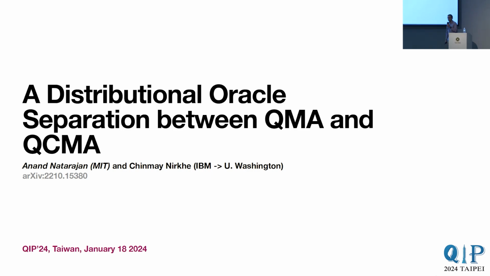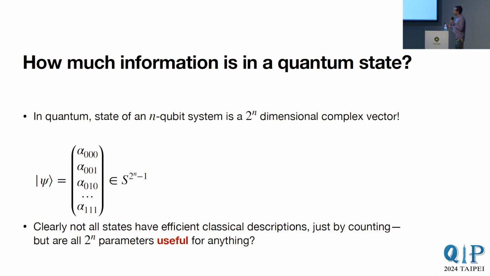Yes, this is joint work with Chinmay Nirke, who is currently at IBM and moving to the University of Washington in the fall. So, let me just start by motivating. Probably people in the audience already know what QMA and QCMA are, but let's motivate a little bit why we care about these classes and their separation.